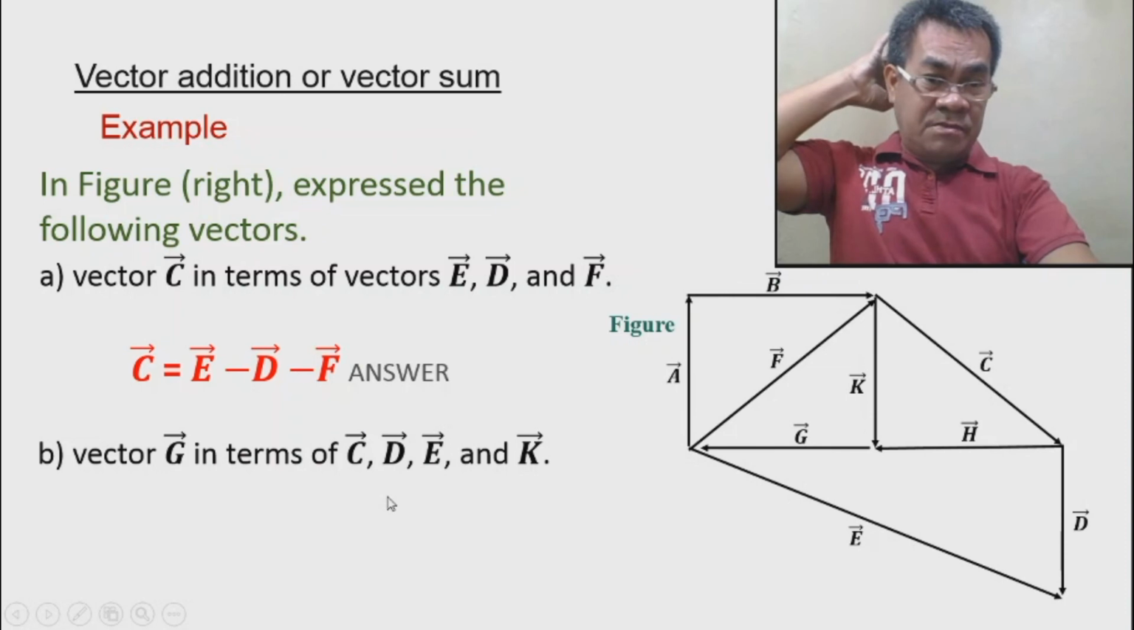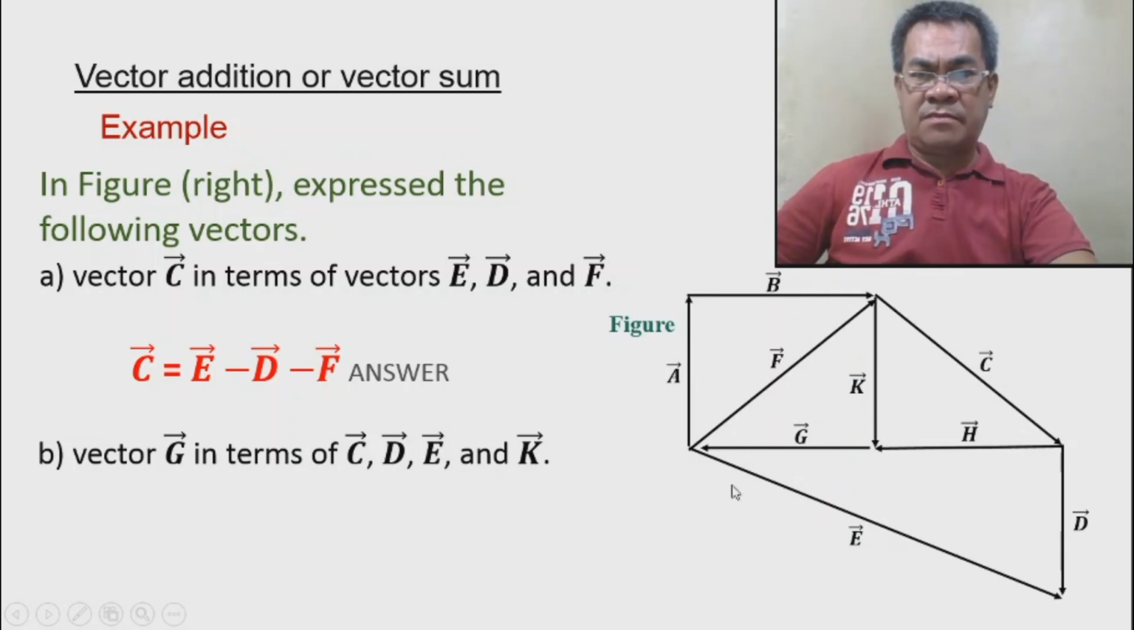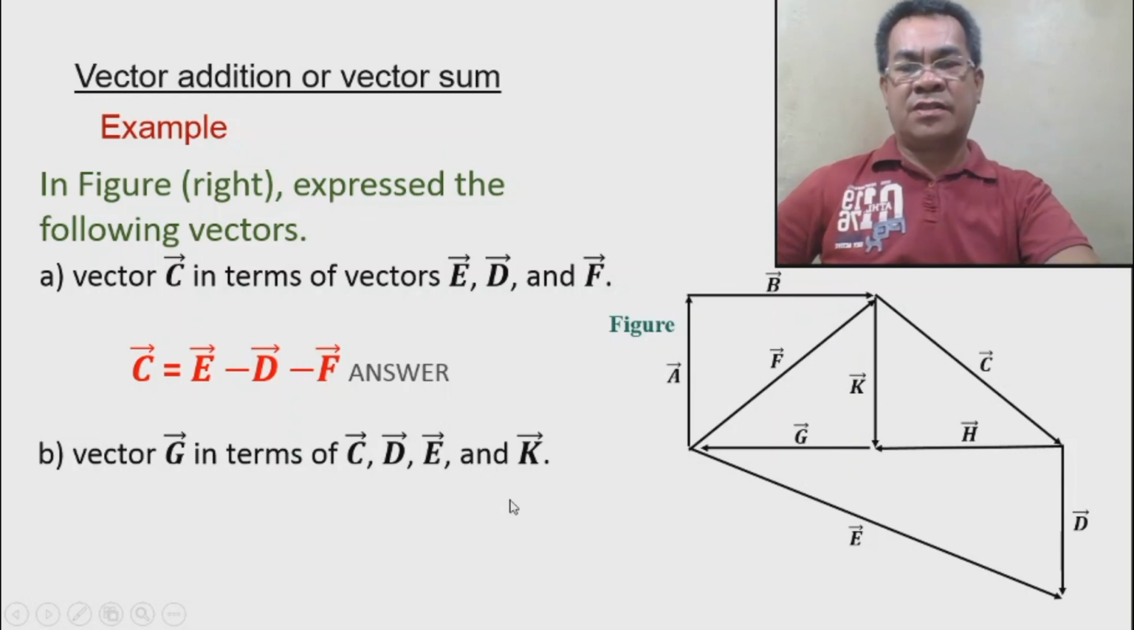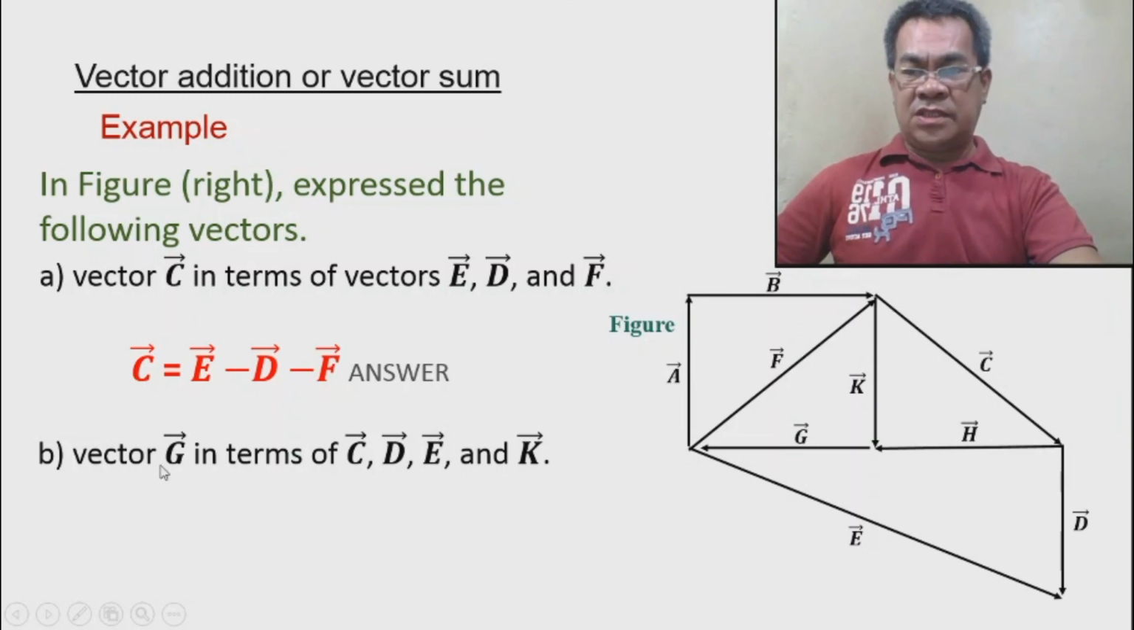Another example is C, D, K. We involve K. C, D, K, G. Is this the right problem? C, D, E. Oh wait, sorry, this is the wrong problem. E, D. Okay, this is correct. G, K. So this is the closed polygon: C, D, E, G, K. So therefore, we can express one vector in terms of another. So this is the problem of expressing D in terms of the other vectors.